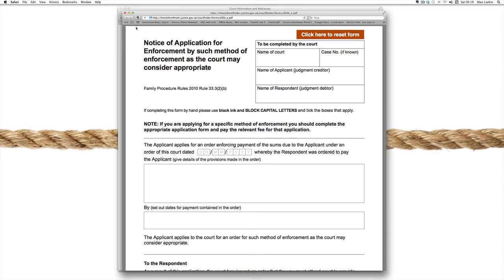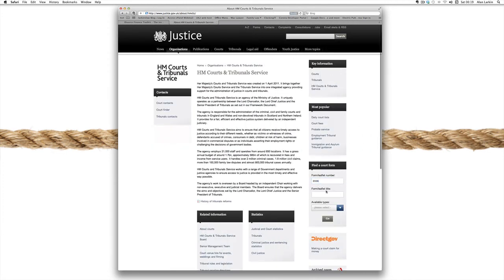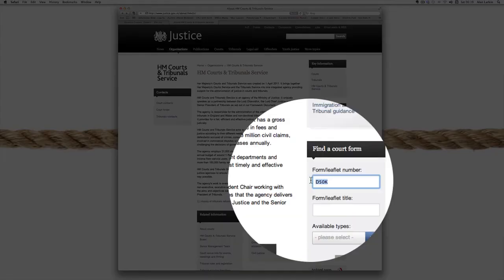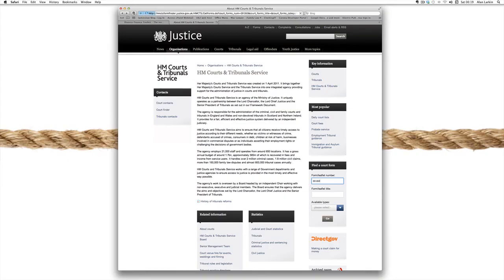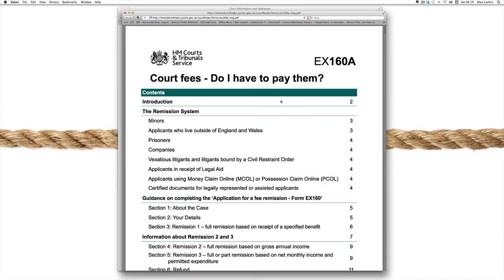Now, there is one further form that I would like to show you. And again, if we go back to the Justice website, this is a fee exemption form. And this is called, I think, an EX160. Let's have a look at that. Okay, here we are. EX160A, in actual fact. Again, let's have a look at the PDF, and you can see this is an explanatory leaflet.